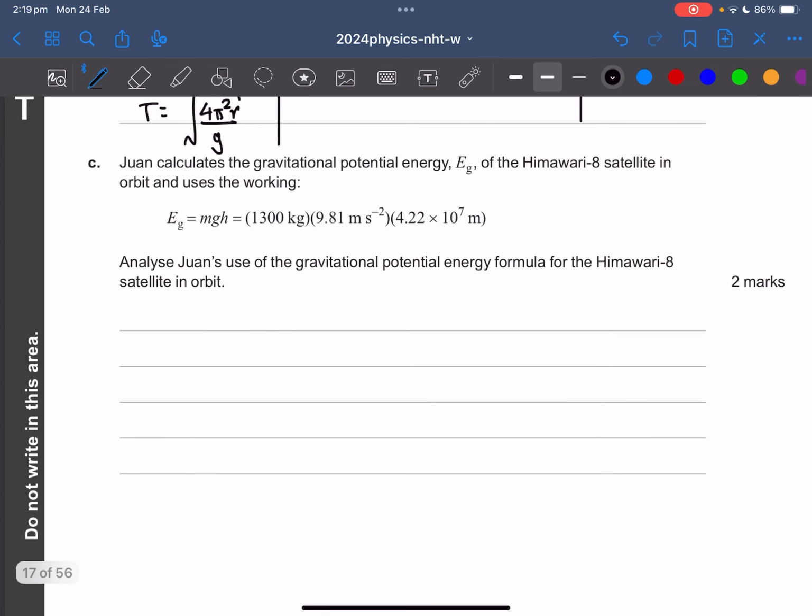Juan calculates the gravitational potential energy of the Himawari 8 satellite in orbit, and uses this working. Analyze Juan's use of the gravitational potential energy formula for the Himawari 8 satellite in orbit. Juan is clearly incorrect because of this over here. He assumes that the gravitational field strength is going to be the same at an altitude of this as it is on the surface of the Earth. So that's where his calculation went wrong. So we can say Juan is incorrect.